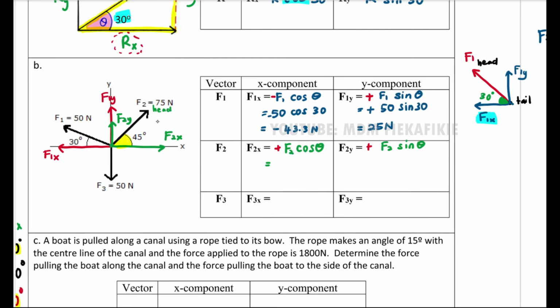F2X is given 75 cos 45. And F2Y is 75 sin 45, because it is 45 degree. So both, if we press the calculator, are actually the same: 53.03 Newton. And Y also 53.03 Newton.